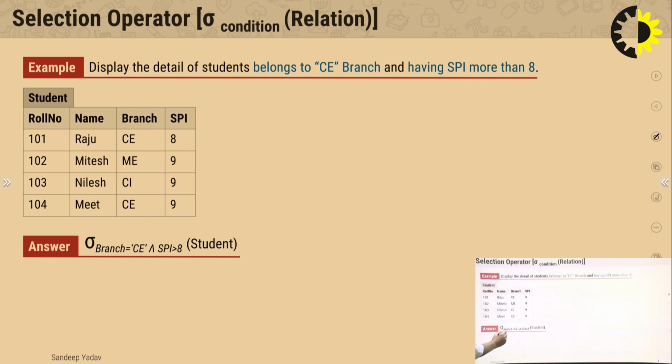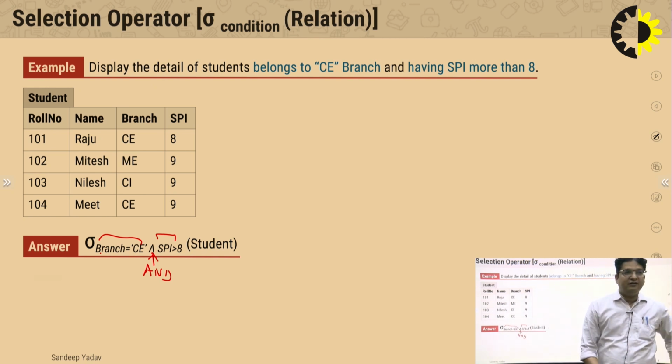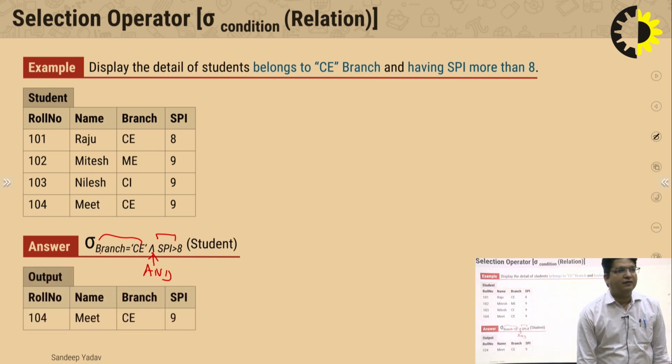sigma branch equal to CE and SPI greater than 8, where and is for the AND operation. Thereafter we shall write the name of the relation. The name of the relation is student. So this will fetch us the desired result, and the result will be this one.